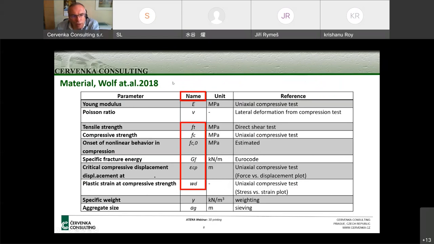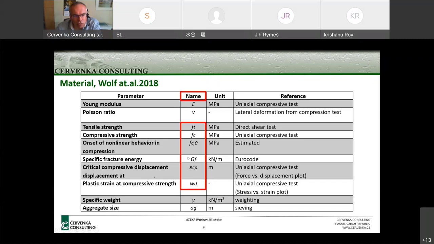What I would like to show you is a simulation of one example from the literature. It is the paper by Wolfs from 2018, which is an example that we use basically for the validation of this model. And I want to demonstrate on this example the parameters that we normally make dependent on the age of the concrete in these 3D printing simulations. So it is the Young's modulus, tensile strength, compressive strength, the onset of nonlinear behavior in compression, fracture energy, epsilon CP, which is the compressive displacement at which the compressive strength is reached. So this basically controls the ductility of the material in compression. And WD is again for softening in compression.